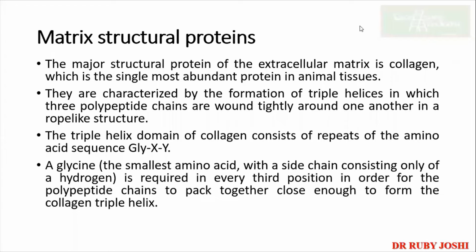So the matrix structural proteins. The major structural protein of the extracellular matrix is collagen. This is really very important, as it is the single most abundant protein in animal tissue. There is one more thing: when the cell or the extracellular matrix near that cell loses collagen, then it is difficult to replace.